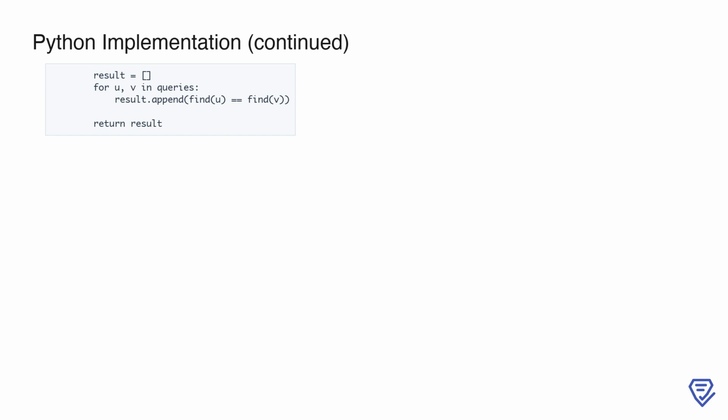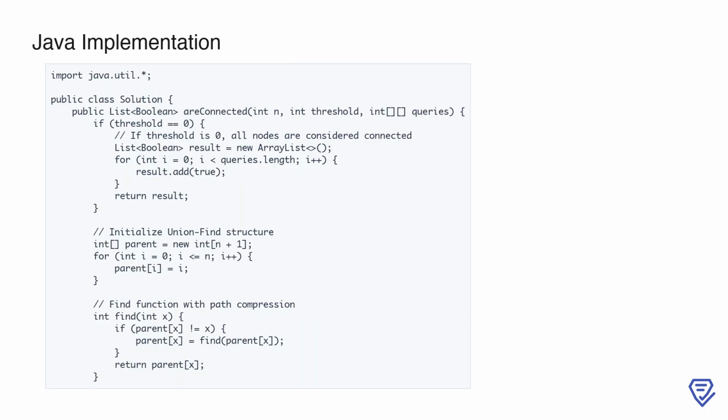This implementation efficiently handles the problem by leveraging union find and optimizing it with path compression, ensuring that the solution scales well even for larger inputs. Here, we start implementing the solution to the problem in Java.